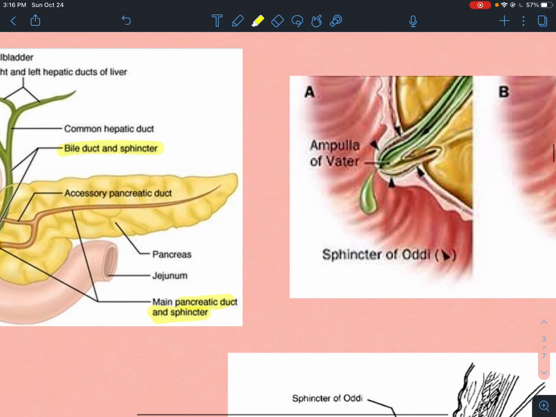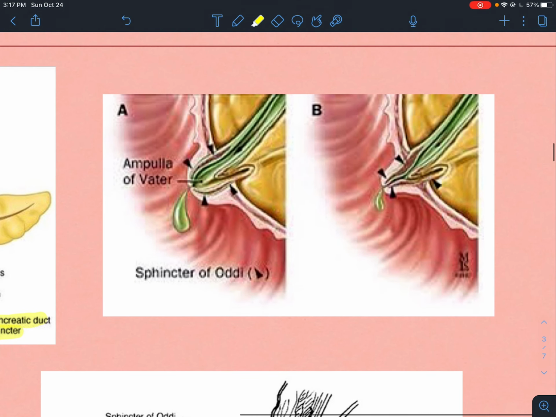Over here we can see how that would work. A shows us when the sphincter is relaxed, and we can see that ampulla of Vater open, allowing for a droplet of that mixture of bile and pancreatic juice to basically squirt out of that papilla. In B, on the other hand, you can see that when the sphincter is closed, you don't have as much of the secretion coming out of that papilla.